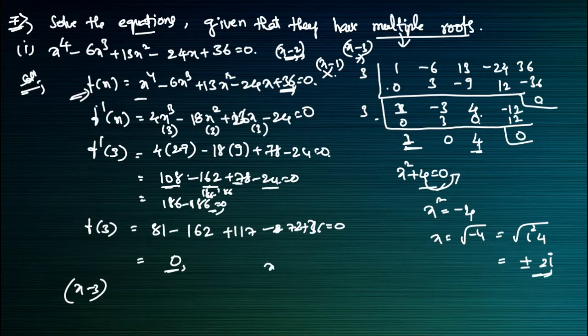So here the factors are x is equal to 1, and our roots are x is equal to plus or minus 2i. So these are the multiple roots of the given equation. Now moving to the second one.